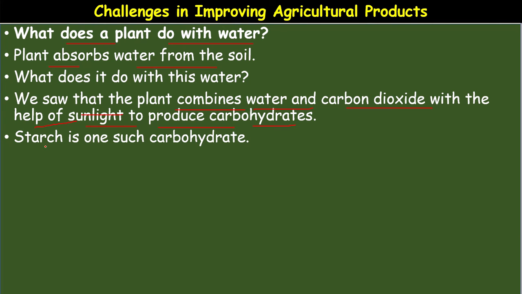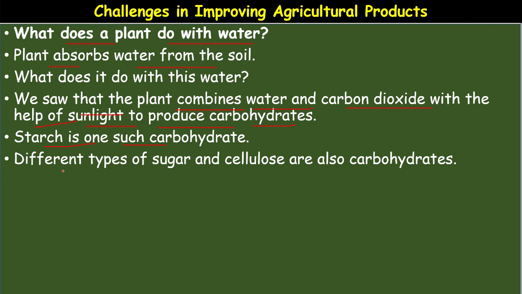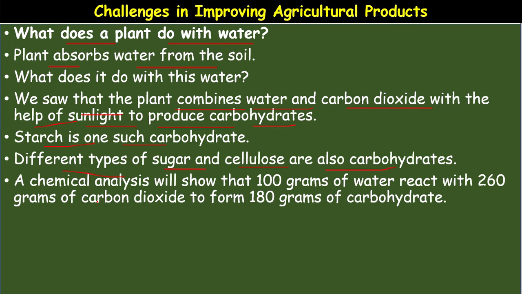Starch is one of the products which is formed during the process. Different types of sugars and cellulose are also carbohydrates. A chemical analysis will show that 100 grams of water react with 260 grams of carbon dioxide to form 180 grams of carbohydrate. Here what happened? Water, H2O, plus carbon dioxide will form the carbohydrate or starch, let us say C6H12O6. This taken n times represents the starch.